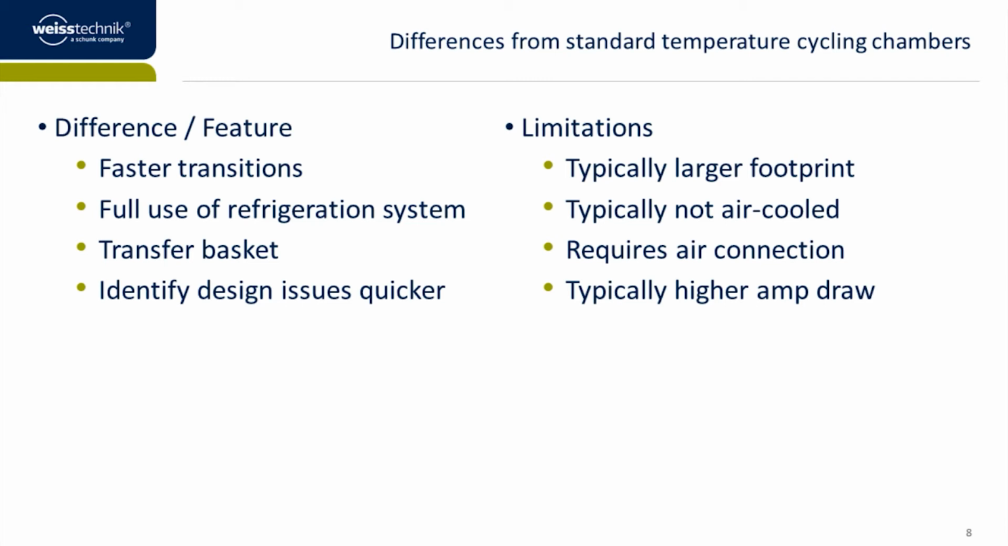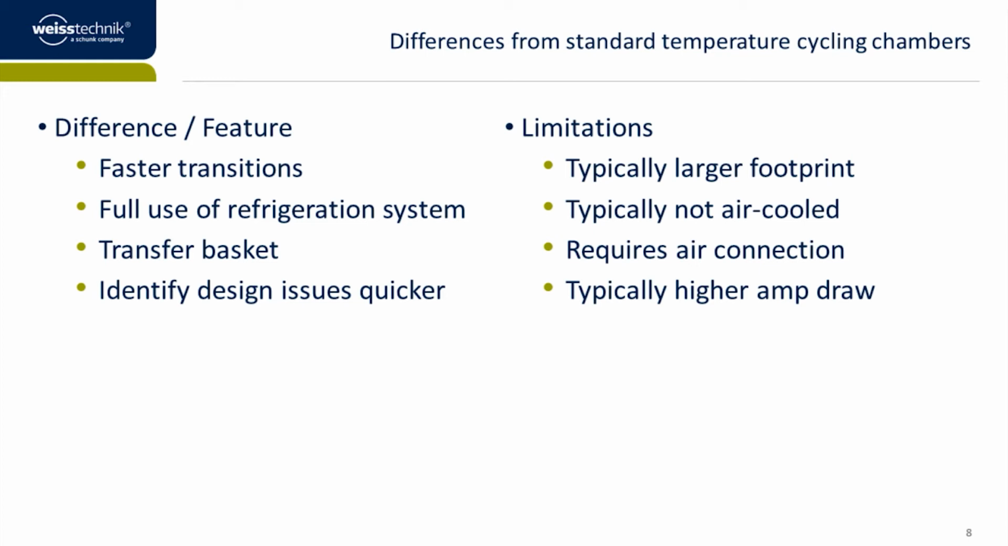So we have a transfer basket here, so that allows the specimen to move from zone to zone in a very repeatable and a very reliable fashion, and those don't come standard on temperature cycling chambers. The limitation on that is we require another utility. Our transfer baskets are typically air-powered, so we do need an air connection. This is normally not an issue on most industrial sites, but if you don't have air, that is just another consideration to make.